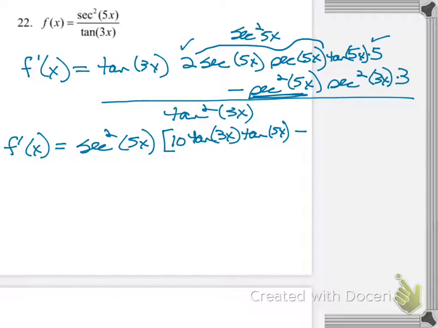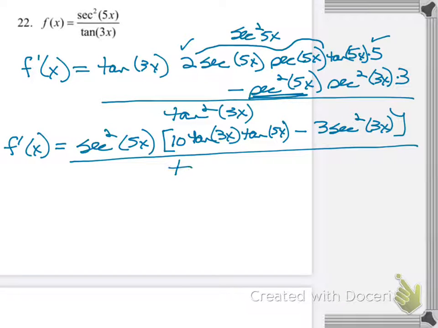Minus, I pulled out the secant squared 5x, so I need the 3 in front, and just the secant squared 3x, close your bracket, all over tan squared 3x. Okay, so let me just look that over, make sure it all looks good. That looks good, so let's go on to 23 on the next page.